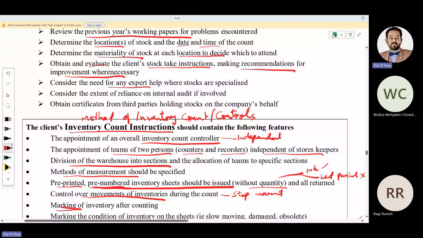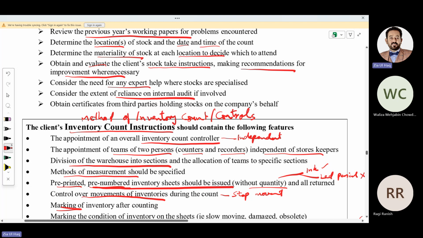Before count, we need to make sure whether we need to engage an internal auditor for count or not. If we need to engage, we need to see whether he is reliable or not. I mean, we need to see his qualification, his independence, his objectivity, so that we can engage him during count. Especially if inventory is on different locations and we cannot attend all locations. So some locations we will ask the internal auditor to attend on behalf of us, and some locations we will attend ourselves. So before count, we need to see whether we need to engage an internal auditor during count or not.